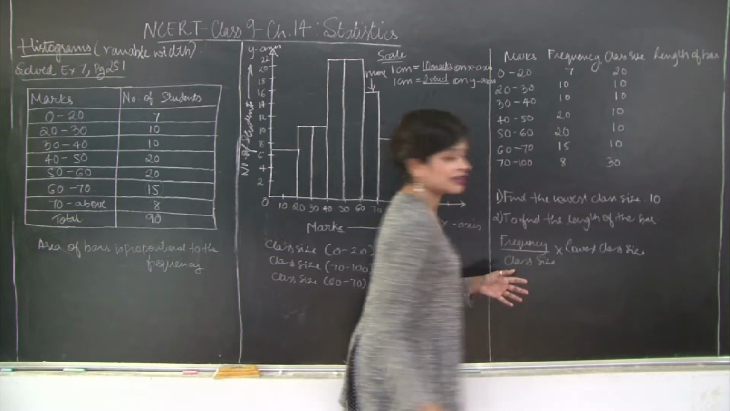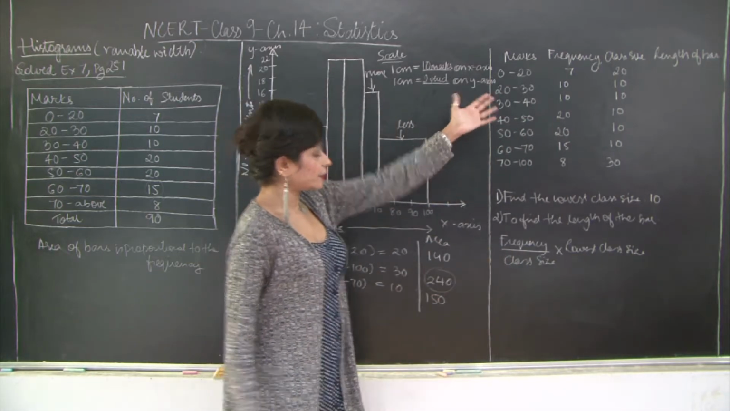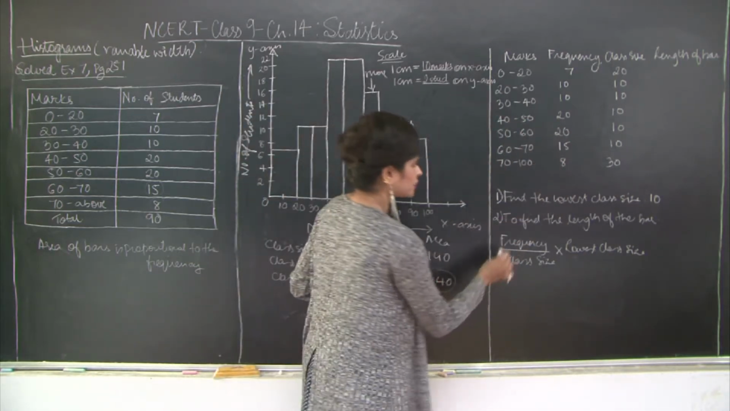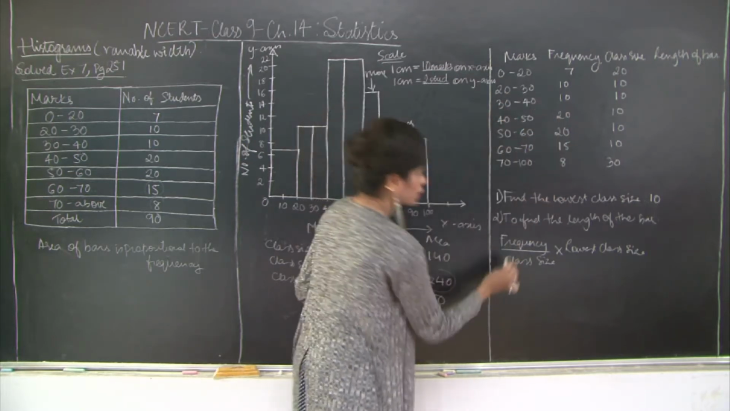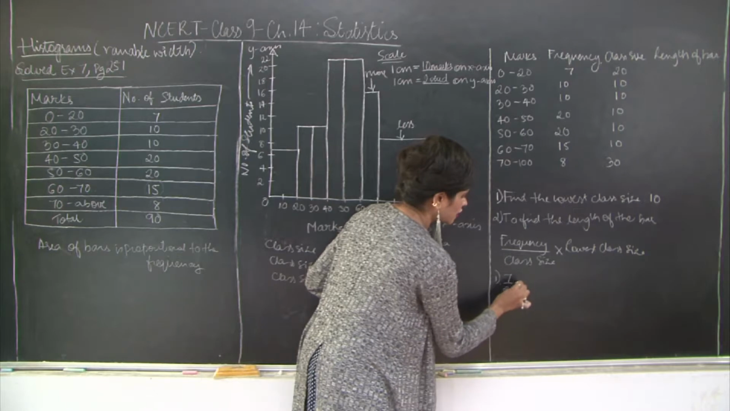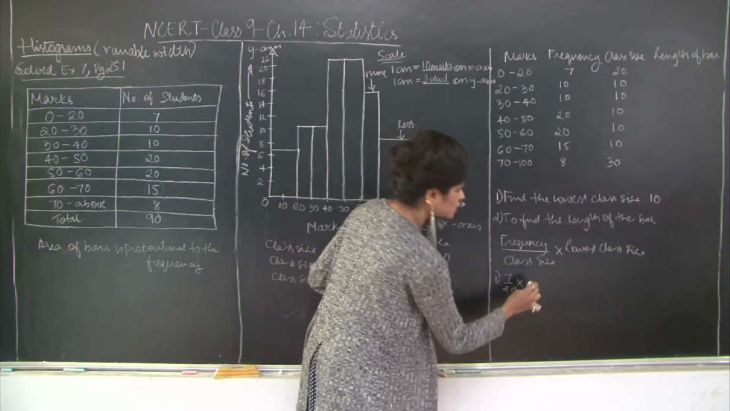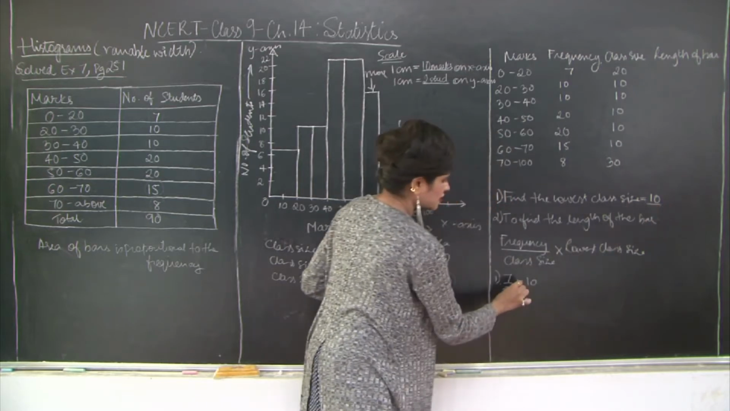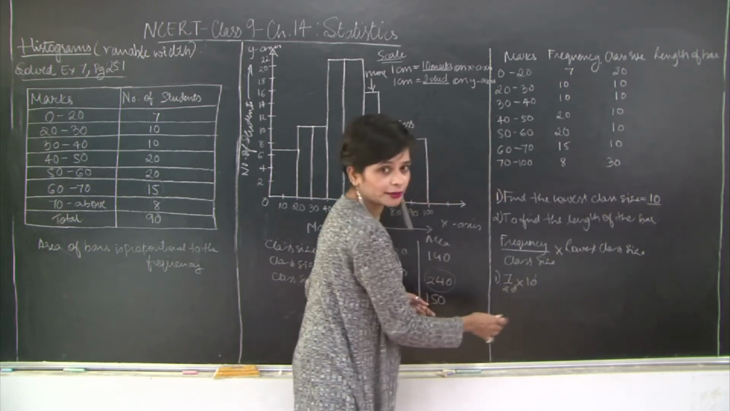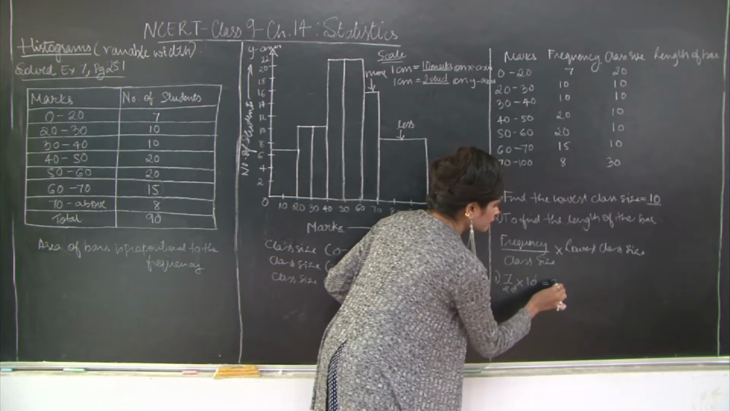This will give you the exact values. For example, let's do it one by one. For the first one, it will be what? It would be 7 upon 20 multiplied by the lowest class size, which is 10. So this is 7 divided by 2, which is 3.5.